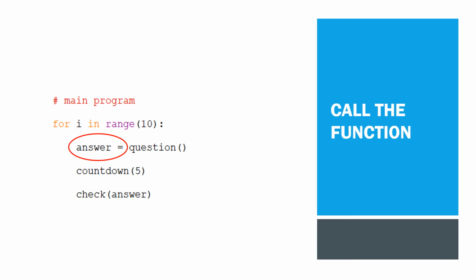And this is why question is a function where countdown and check are only procedures, because question is making a new value, and I'm capturing that new value as a variable called answer. And by the way, I'm using that variable called answer as a parameter for the check procedure. So all the parts of my program are starting to join together, and the whole thing is starting to make sense. So this was a very simple example of how to use functions and procedures in your programming.